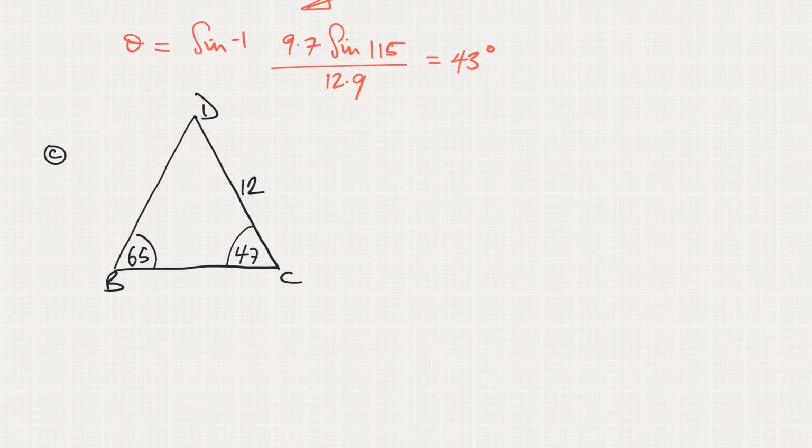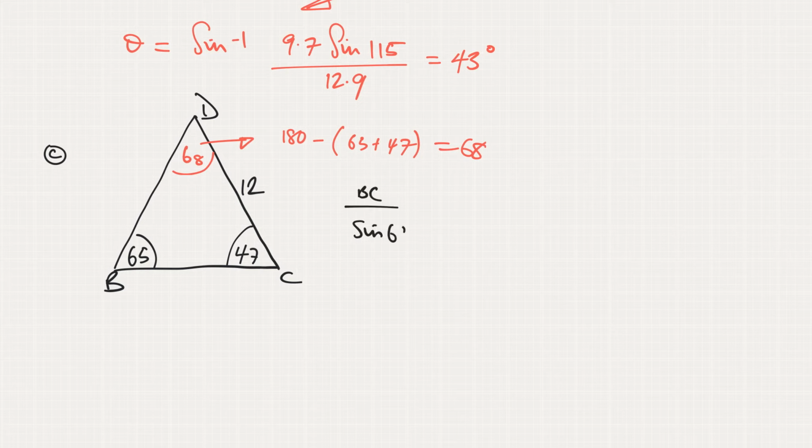We know that all the angles in a triangle add up to 180. So if we do 180 take away that 65 and 47, we get 68. So this angle here is 68, which is good. We're going to use our sine rule again to now say, in order to find this missing side here, BC, we will do BC over sine of 68 is equal to 12 over sine of 65.